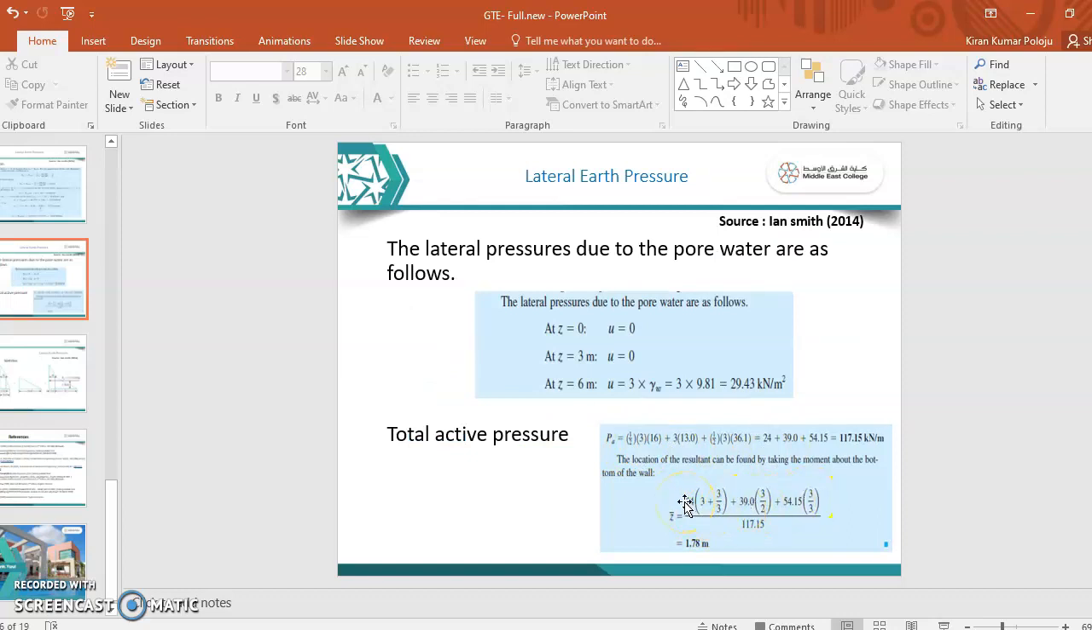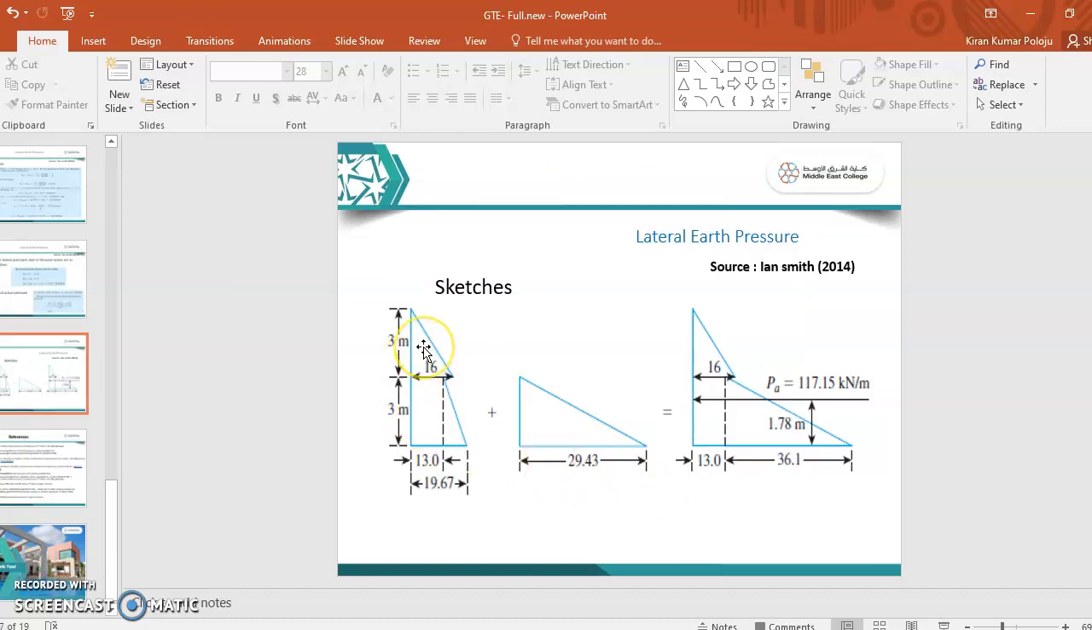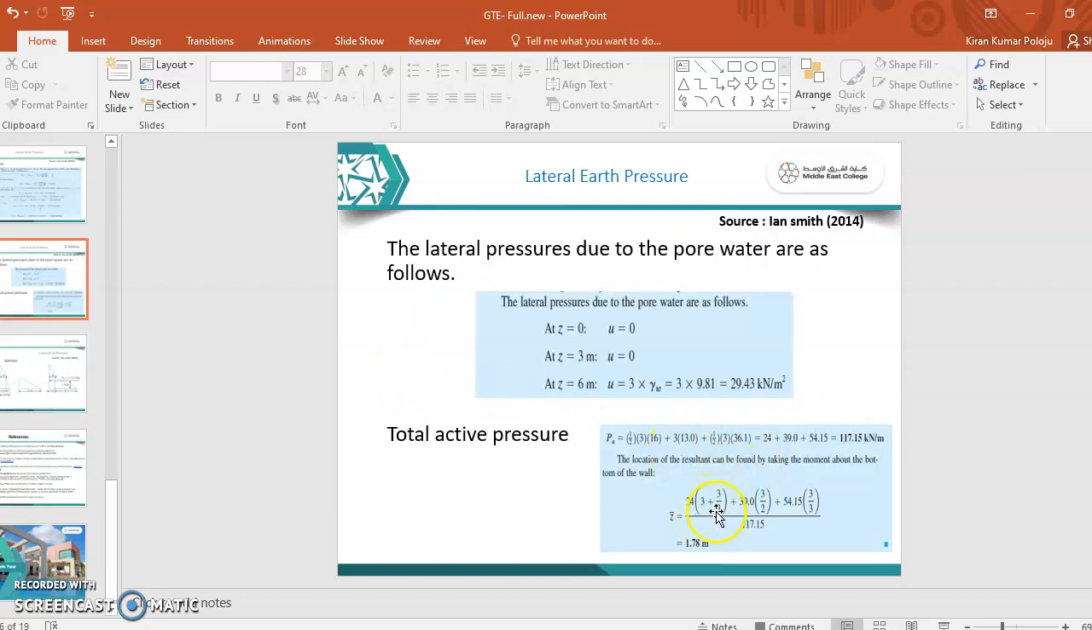What is the y1 for this triangle? Base into height, sorry, h by 3. So this is h by 3. We have to consider from the ground level. Whatever the height is from the ground surface, this is 3 meters, plus we have to consider this triangle. So h by 3. What is h? 3. So h plus 3 by 3. That means 3 plus 3 by 3.